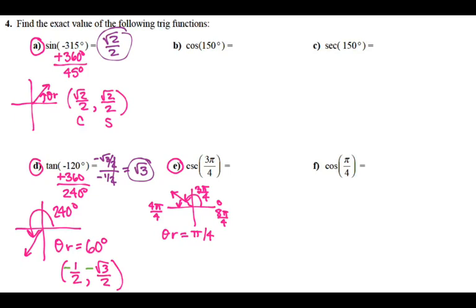My ordered pair at pi over 4 is going to be root 2 over 2, root 2 over 2. And again, I'm getting these ordered pairs from the hand trick or from the unit circle.